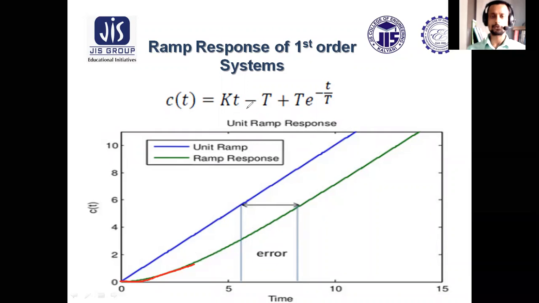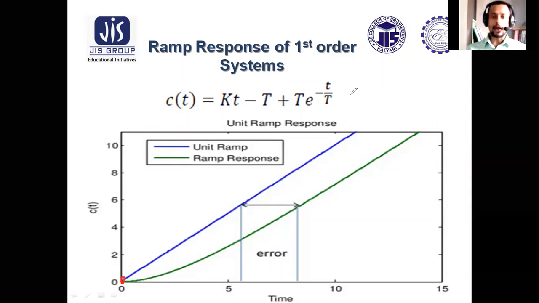Because of this term. Now see here, when t equals 0, this response curve will have no value. This e to the power 0 is 1. So T e to the power minus t by T will be plus T. So plus T minus T will be cancelled. And as t is 0, so Kt will be 0. So the entire c(t) will become 0 at t equals 0.